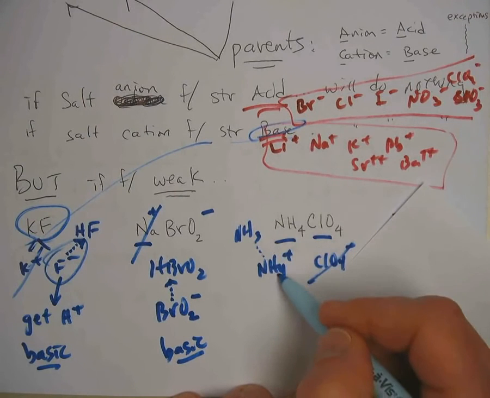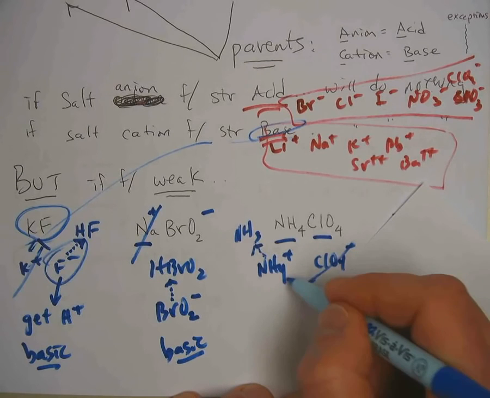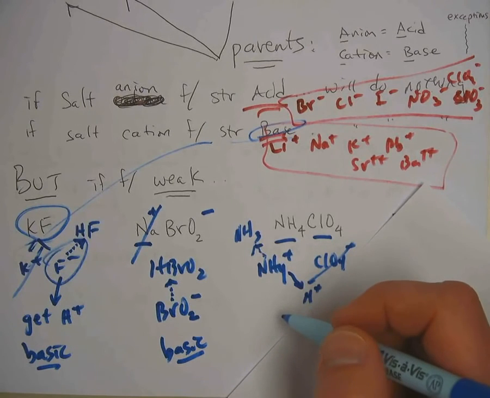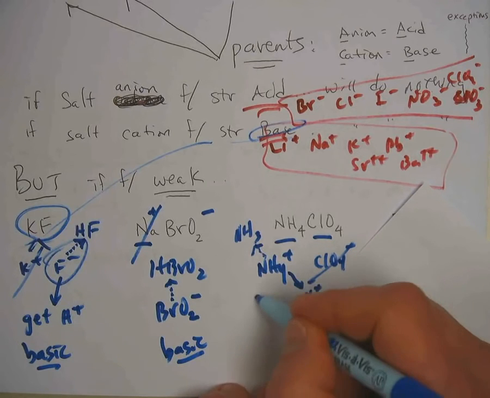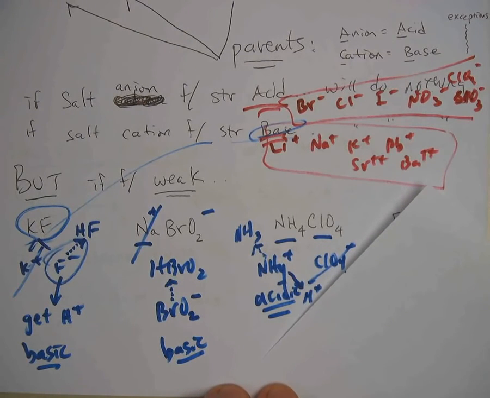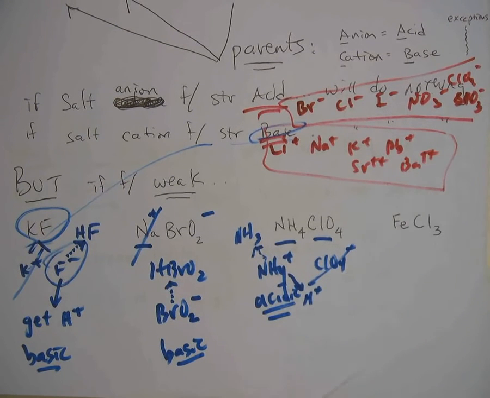But what's this going to want to do? Well, it's going to want to look like NH3 if it can. So it's going to want to give away its hydrogen if it can. And things that want to give away hydrogens are called acids. So this will be an acidic solution, because it will give away an H+.